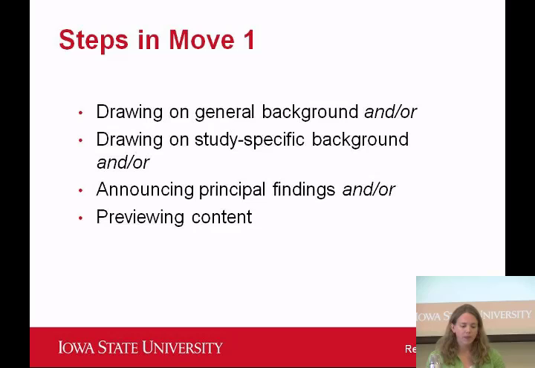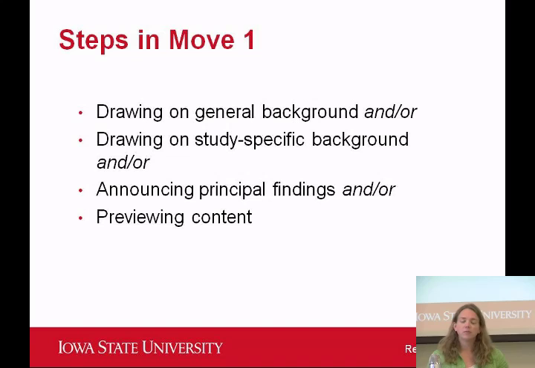So let's look at the steps within this move. There are 4 steps within the first move, and all of these steps may exist or may not exist in the discussion conclusion section of your particular research article. We're going to go through each step separately, and I'll discuss the general purpose of the step, the different ways that authors can indicate the step, and give you an example so you can see how it could look in different fields.